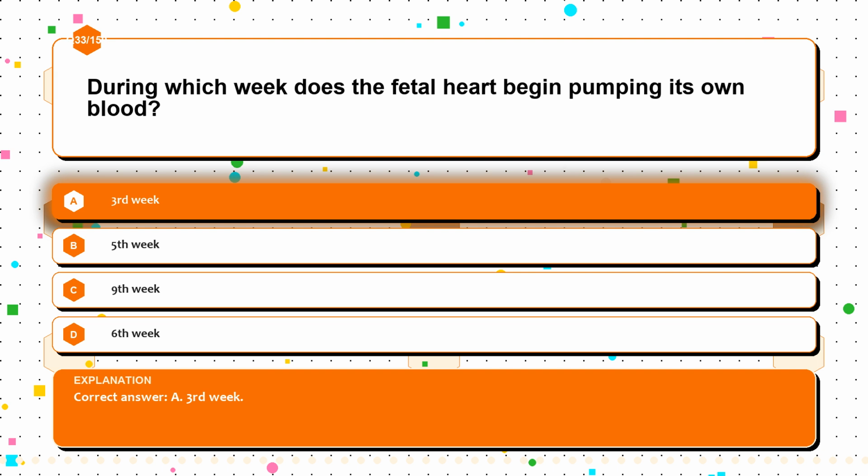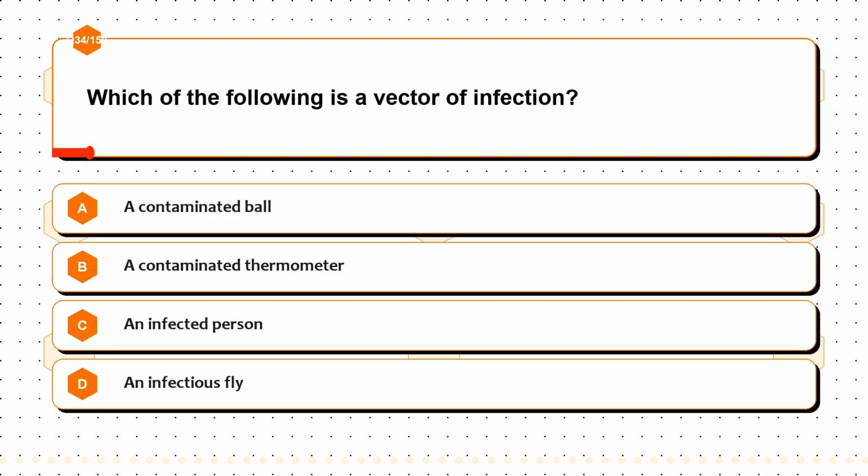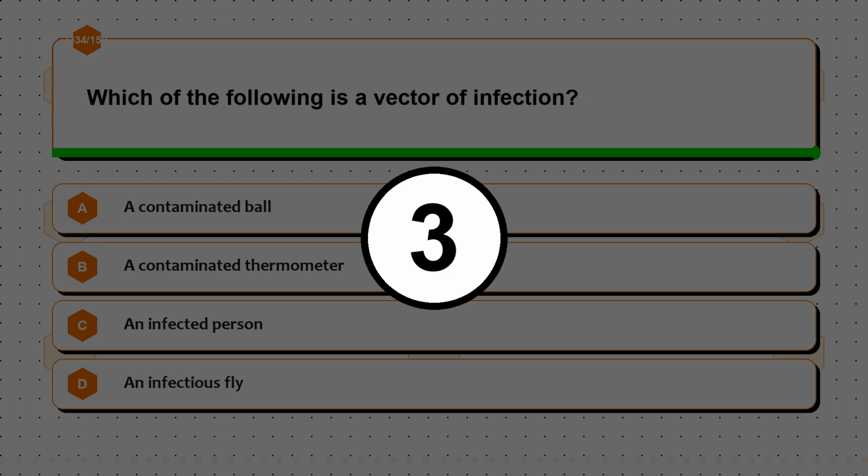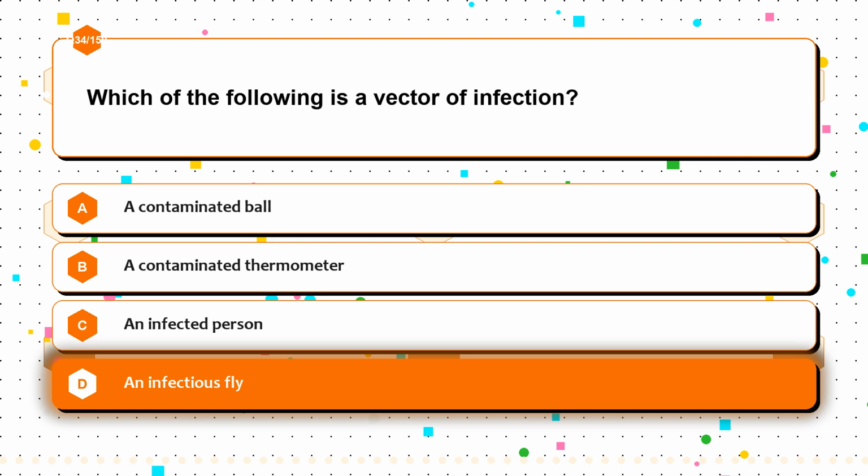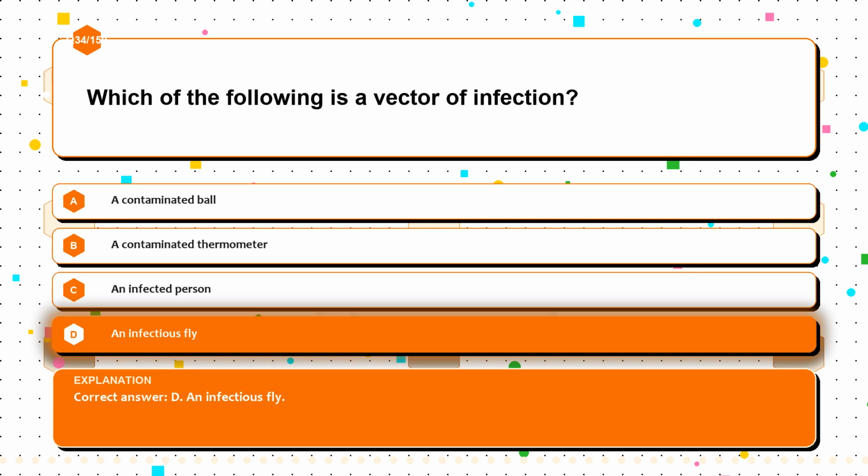3rd week. Question 34. Which of the following is a vector of infection? Here are the options. Option A. A contaminated ball. Option B. A contaminated thermometer. Option C. An infected person. Option D. An infectious fly. The correct answer is option D. An infectious fly. Correct answer D.